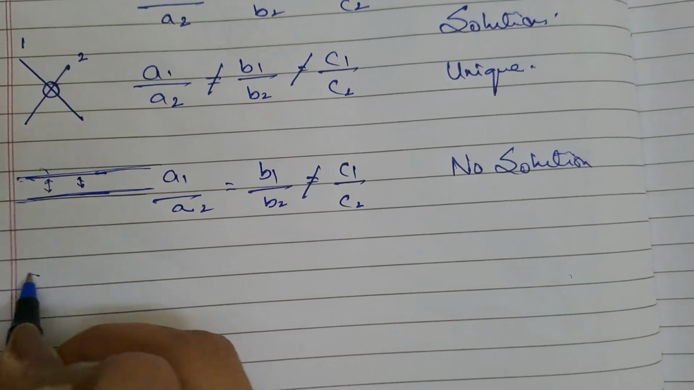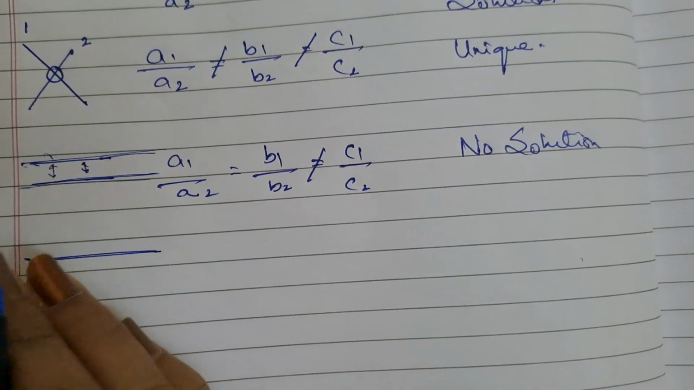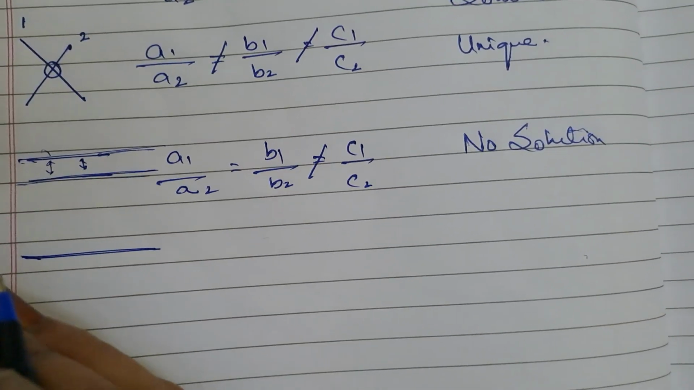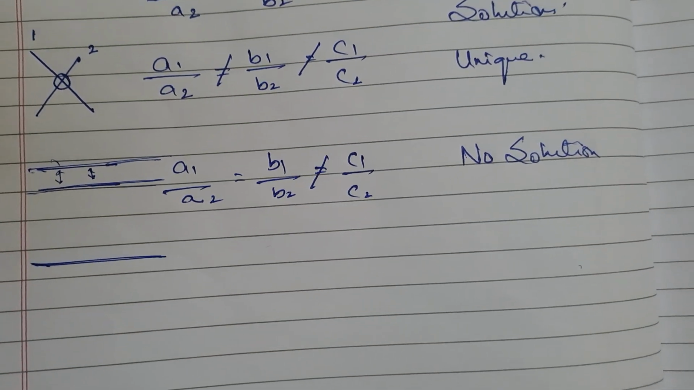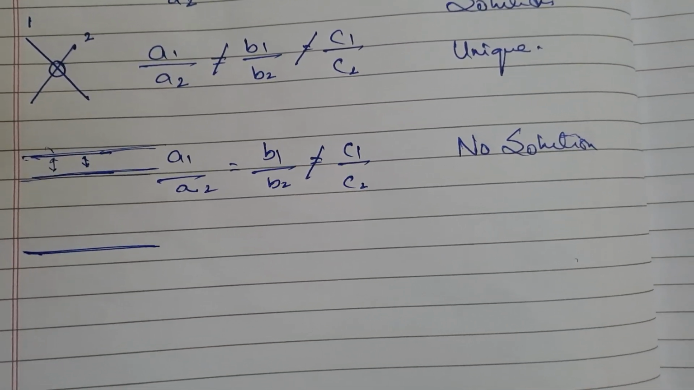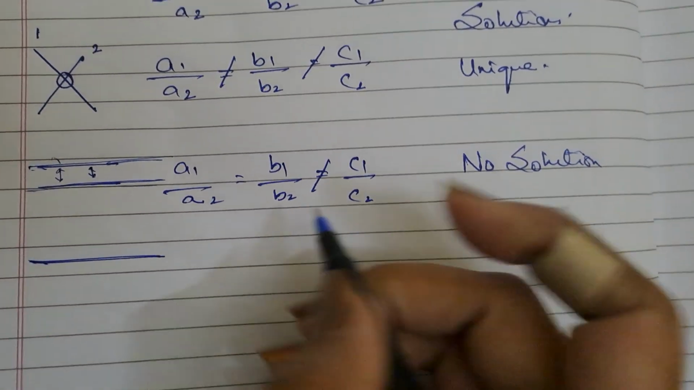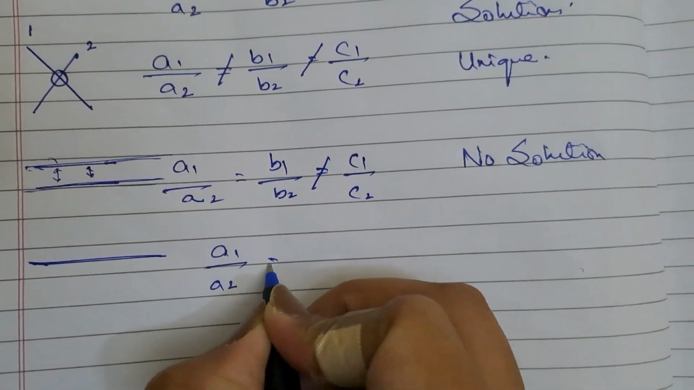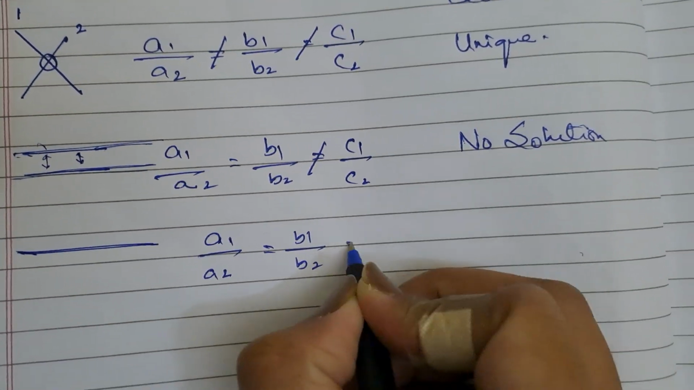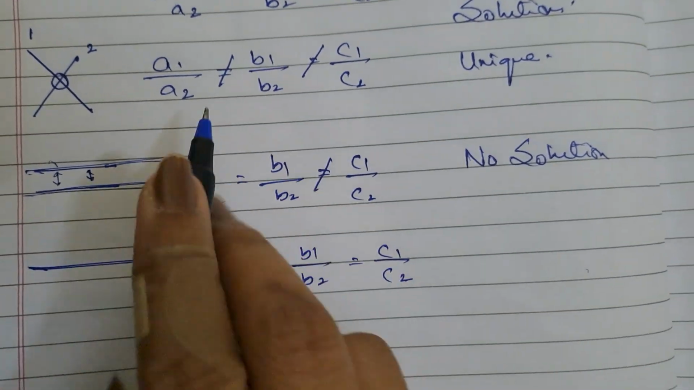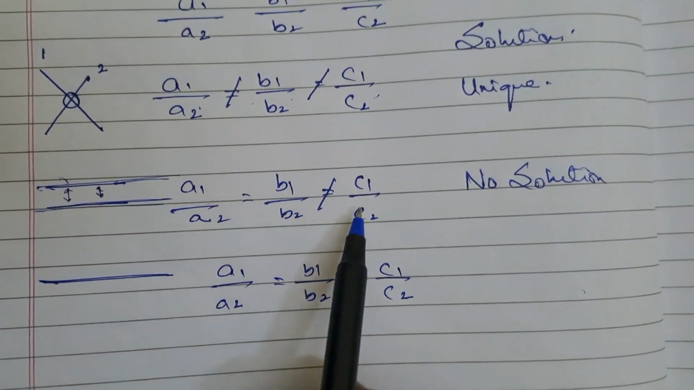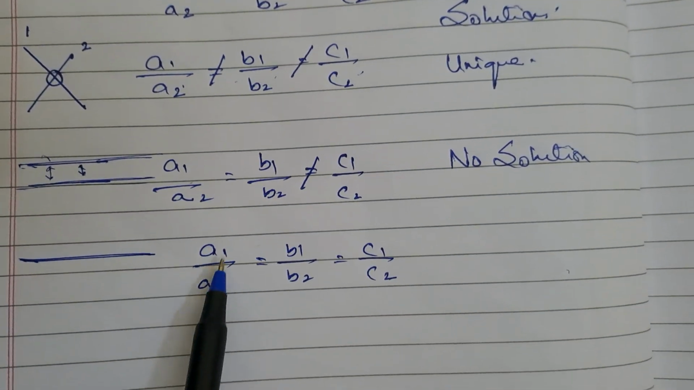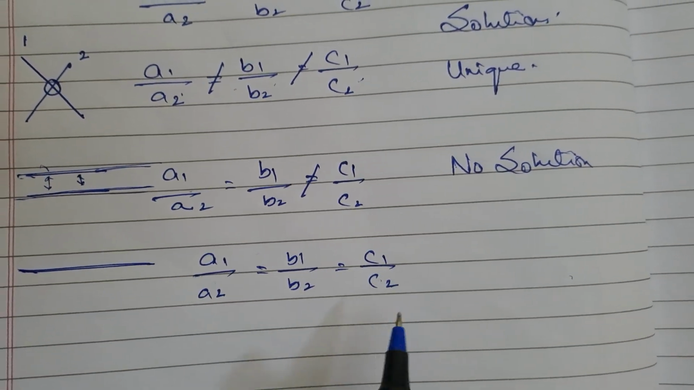The third set of lines is called the coincident lines, the lines which are exactly overlapping one another. Now coincident lines mean they will have infinitely many solutions. How am I going to identify them? First of all, a1 by a2 is equal to b1 by b2, which is also equal to c1 by c2. Here none of them were equal, then slowly these two were equal, and as I am going down, all of them are equal in here.